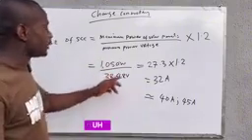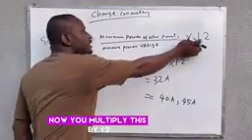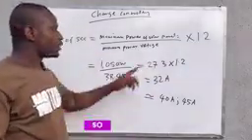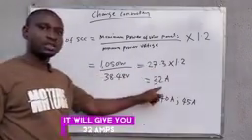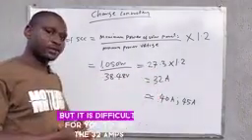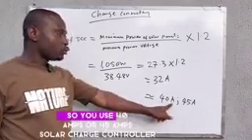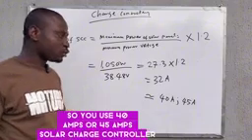So if you divide by this, you have 27.3. Now you multiply this by 1.2, which here is a safety factor. So if you multiply 27.3 by 1.2, it will give you 32 amps. But it is difficult for you to get a 32 amps charge controller, so you use a 40 amps or 45 amps solar charge controller.